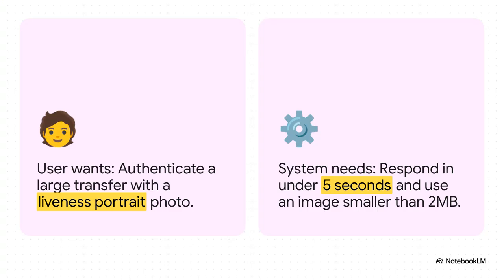Now, this right here shows a really critical difference. On the left, you've got the business requirement. That's what the user experiences. In this example, they need to approve a big money transfer by taking a quick selfie to prove they're a real live person. Pretty simple. But on the right, you have the non-business requirements. These are the technical rules happening behind the scenes. The system has to be fast, under 5 seconds, and it has to be efficient, keeping that photo under 2 megabytes. See the difference? One is the what, the other is the how well.